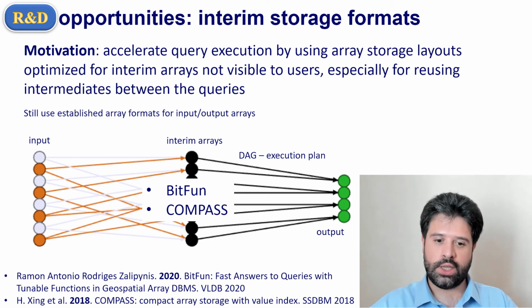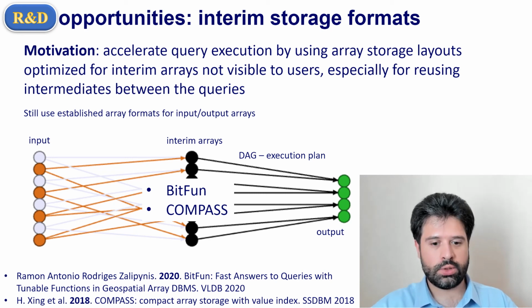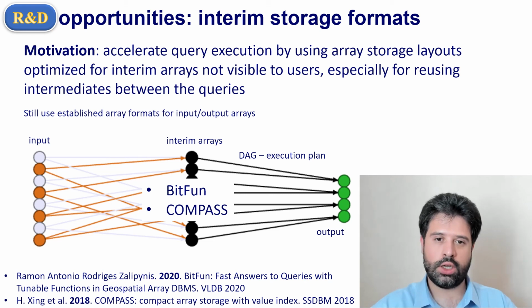Until recently, the research in array storage focused on persistent arrays. Recent research reveals that specialized formats for interim arrays like Bitfun or Compass can vastly reduce I/O and save CPU time. This research direction is very young. Please have a look at the publication years of the papers. Hence, many exciting opportunities are to be explored.